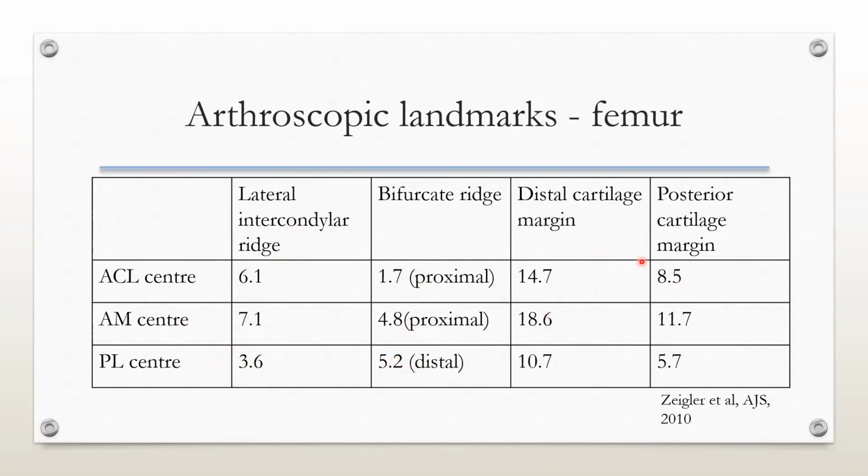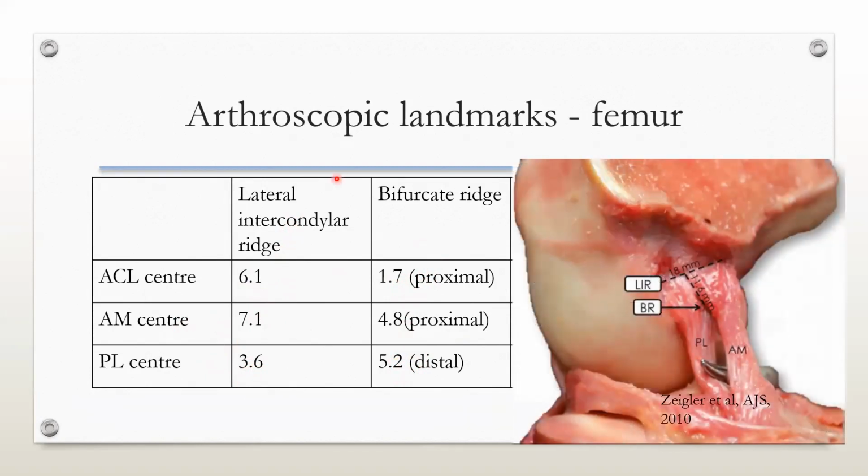Similarly, they described the other possible landmarks, but most commonly used are the lateral intercondylar ridge and the bifurcate ridge. With respect to this, you can see a sagittal cut of the femur at the intercondylar arch, showing the ACL with the intact ligaments.